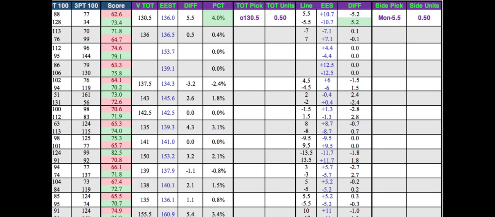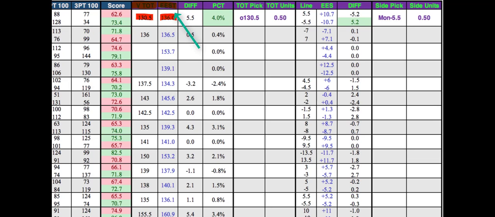We'll move over to the rest of the data sheet here. This V total, this means what Vegas is pricing this game at. So basically this is the market. Here we see that this game is listed at 130.5 and this is EES. This is what we have the total at.